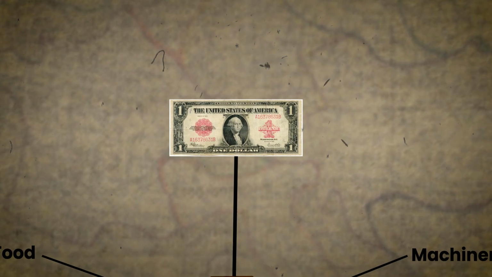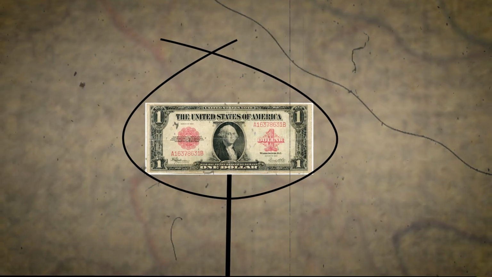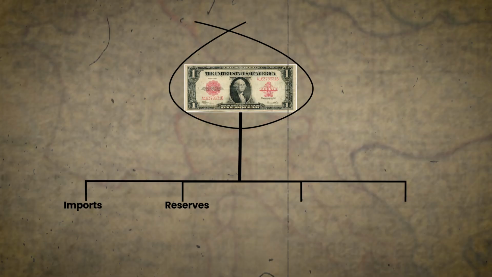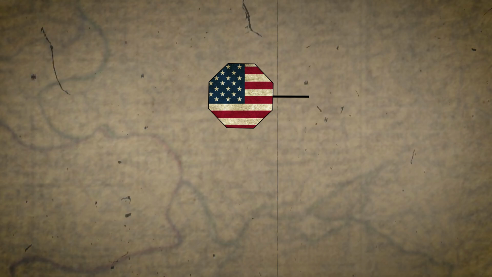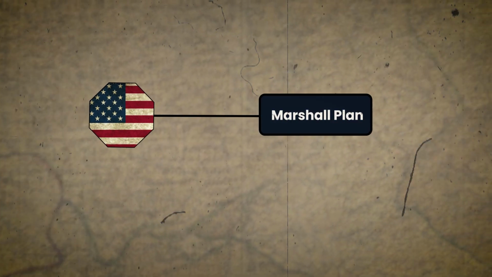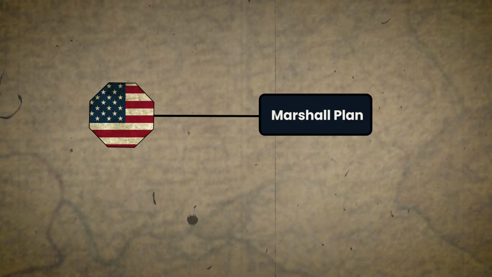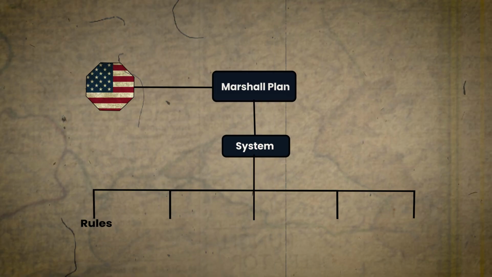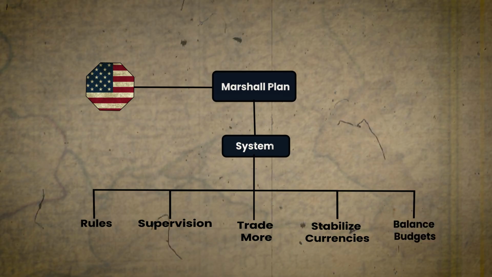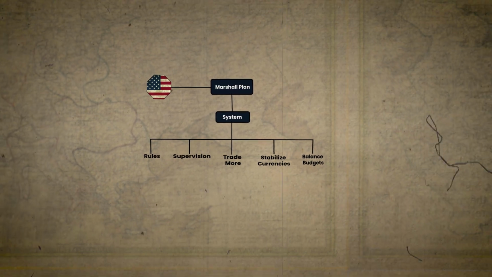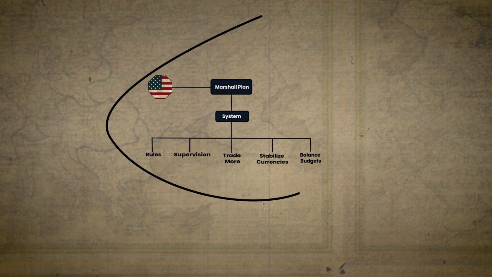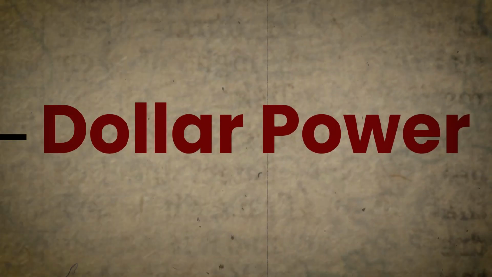And in the new post-war world, dollars were not just another currency. They were the key to imports, the key to reserves, the key to trade, and the key to survival. So when the United States offered billions of dollars through the Marshall Plan, it sounded like charity. But it was much more than that. The money came with a system of rules, a system of supervision, a system that pushed Europe to trade more, stabilize currencies, balance budgets, and organize itself around American-backed institutions. The Marshall Plan did help rebuild Europe, but it also helped build something bigger: dollar power.